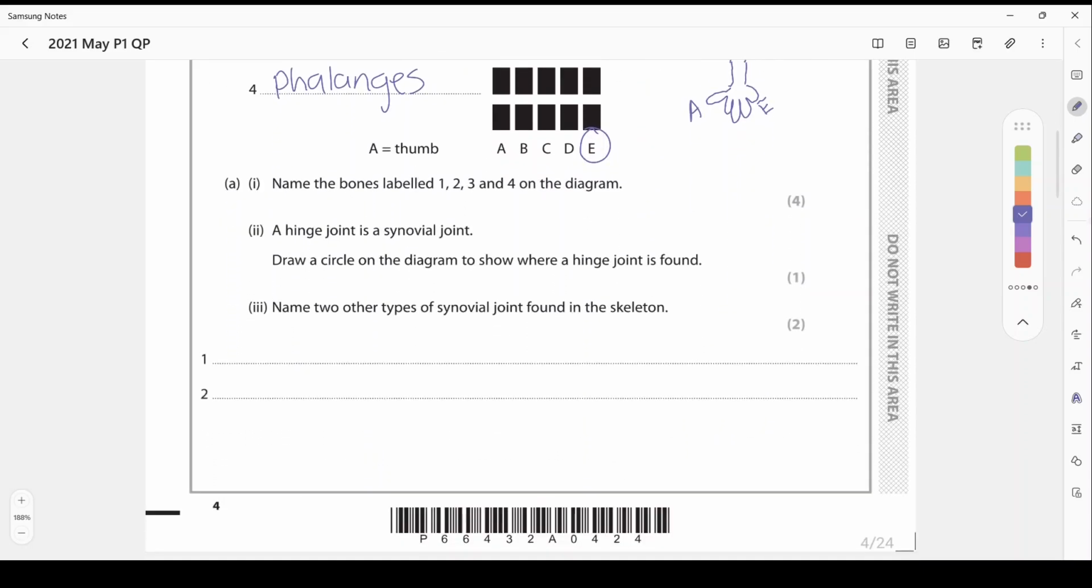All right, part 2, name 2 other synovial joints found in the skeleton. So the term synovial joint is basically a movable joint. Let me just write that down. So we have a hinge joint, which is basically like our elbows, for example. It allows us to move our forearm up and down. So I'm just going to include a diagram here.